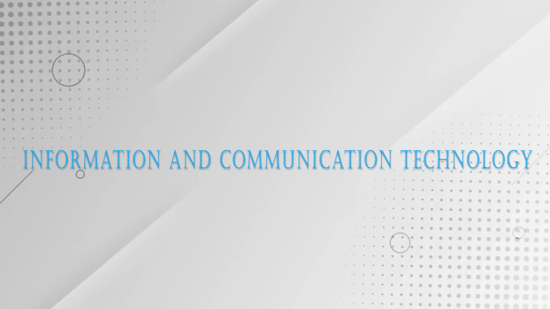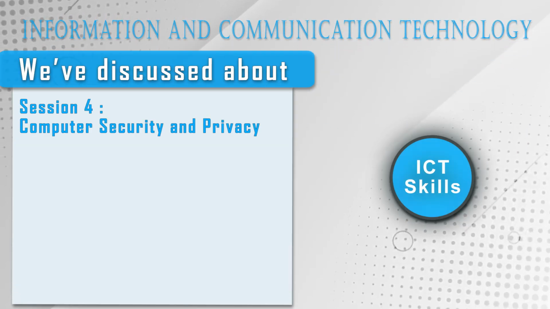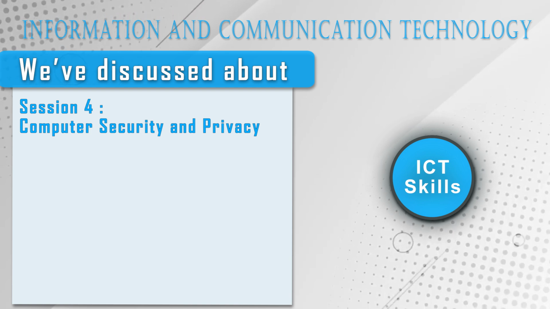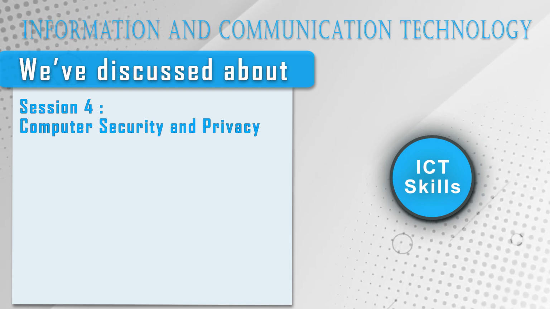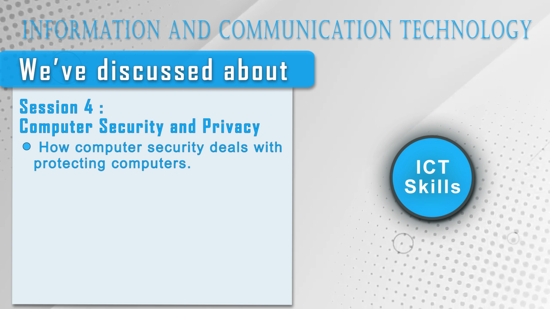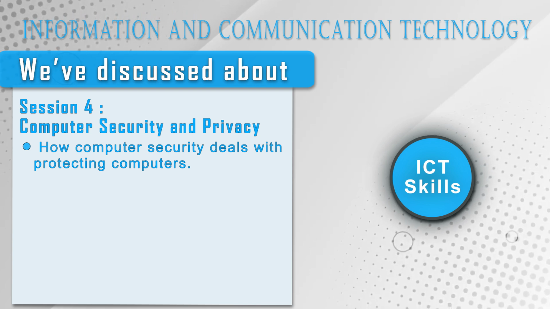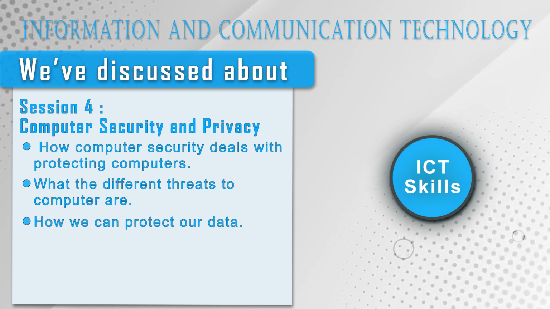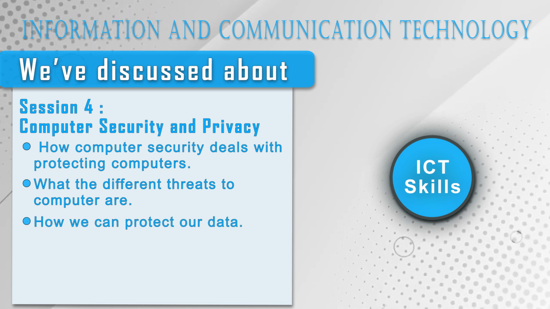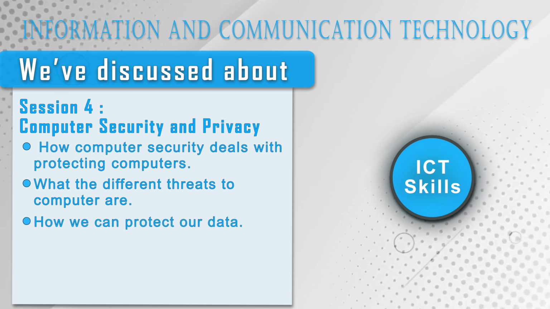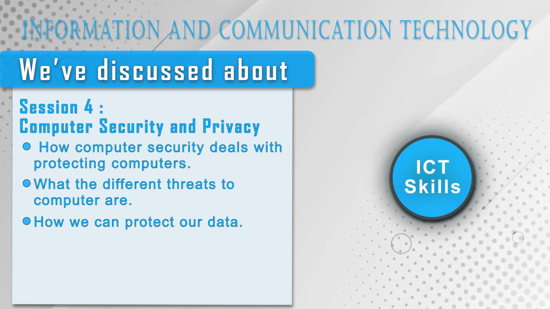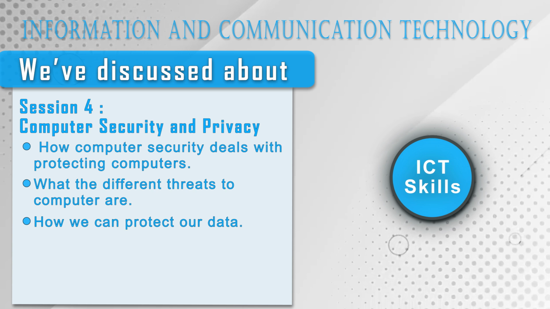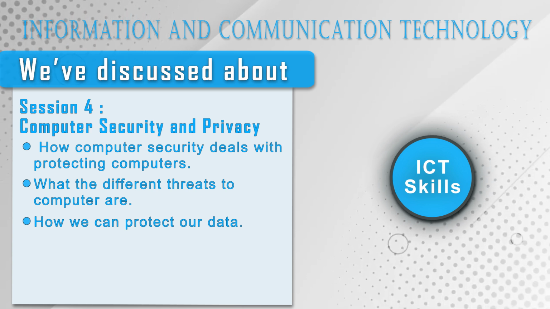So student, in today's class, we discussed Session 4, Computer Security and Privacy from the chapter Information and Communication Technology Skills. We discussed how computer security deals with protecting computers, what the different threats to computers are, and how we can protect our data. ICT skills are crucial in today's job market. Employers need people who can handle computers, manage files, and protect data. This is our final ICT skills class.